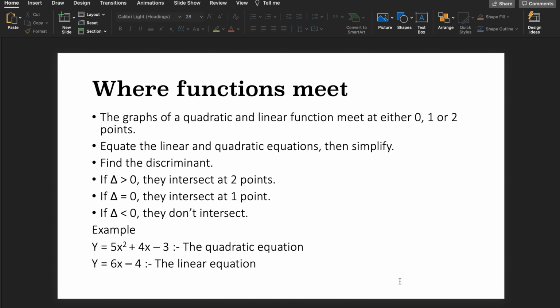Okay, so the next topic is where functions meet. So the graphs of a quadratic and a linear function either meet at 0 points, 1 point, or 2 points. So all we need to do is equate the equations together, and we'll have to find the discriminant. And then if the delta is greater than 0, we can conclude that they intersect at exactly 2 points. But if the delta is equal to 0, they intersect at 1 point, and if the delta is less than 0, they don't intersect at all. So now let's try an example.